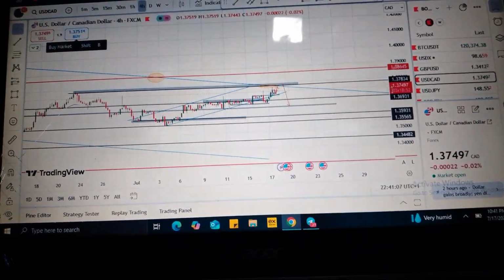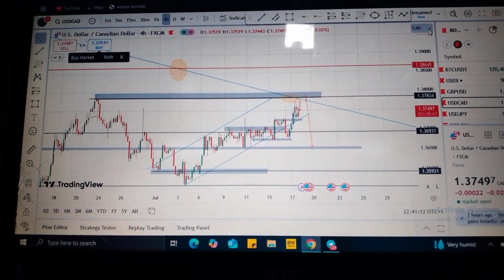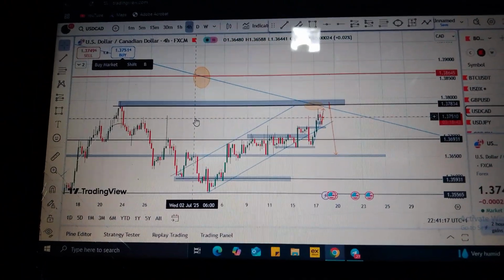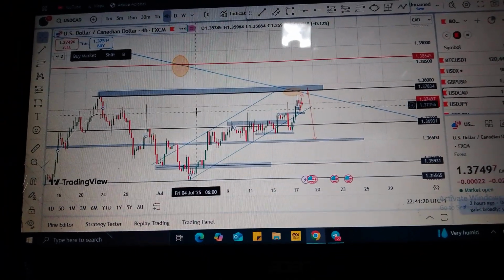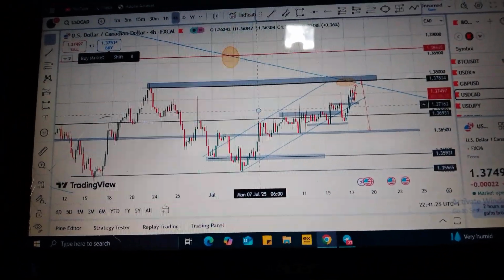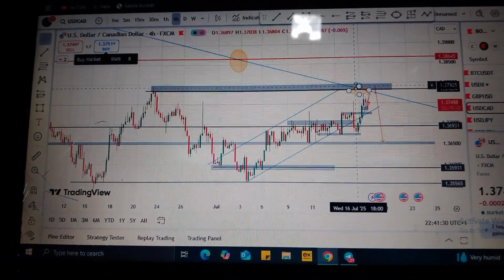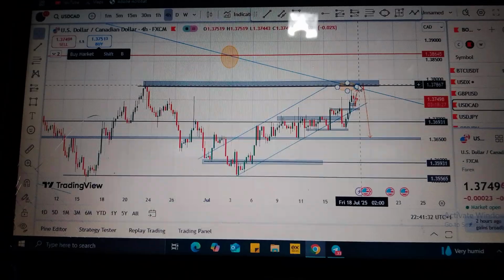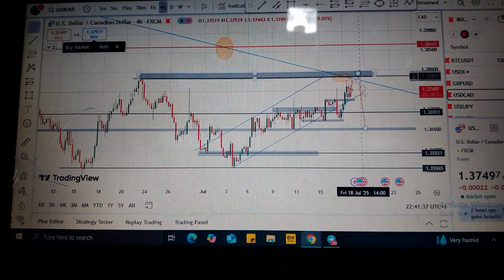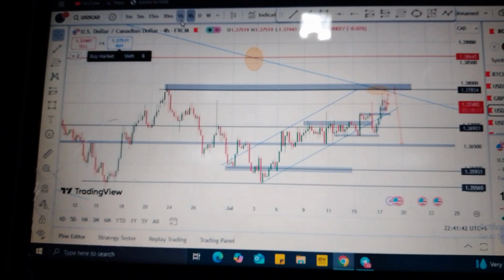So looking at that resistance, you see that it's a very well respected area. That resistance area just makes a lot of sense. Let me put it that way. That area makes a lot of sense. So I'm expecting price to bounce off this area tomorrow, which is Friday, 18th of July, I think, and just keep dropping, because the main trend is bearish.